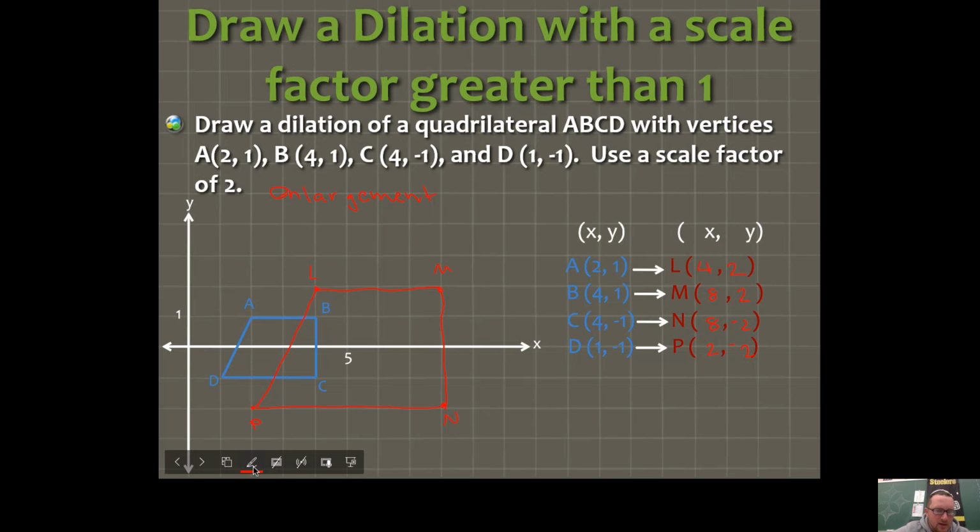Now, the center of dilation, remember we've talked about this, starts at the origin. So if I go through the origin, I could connect A with L. B goes with M. Notice how this is working out. That means these two figures are similar. A dilation is a similarity transformation. So that's kind of cool.